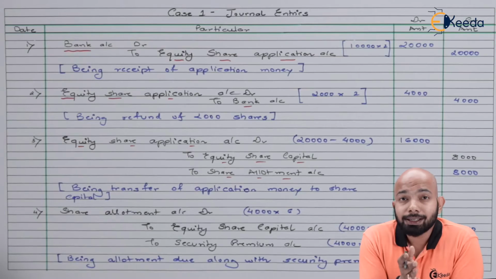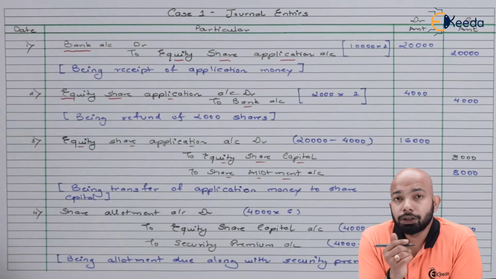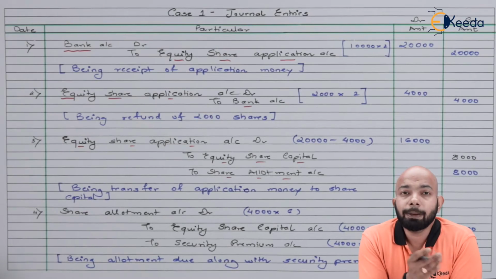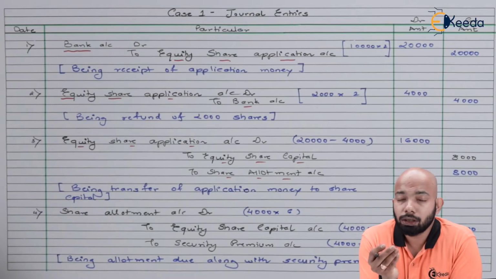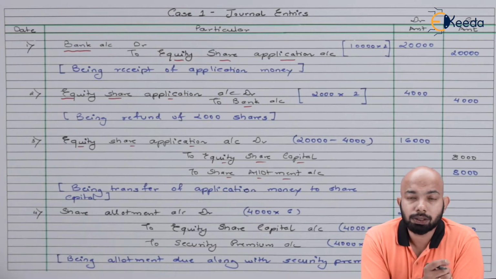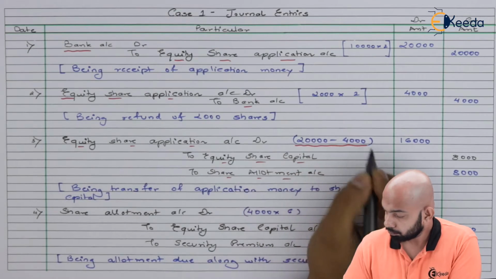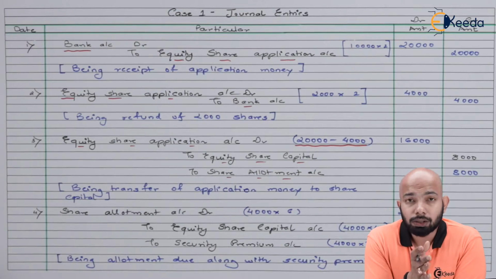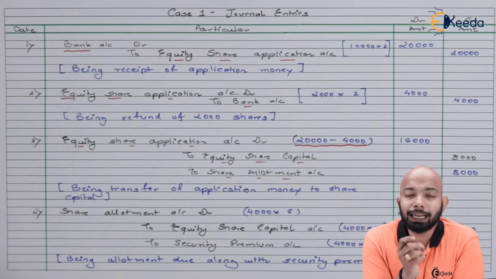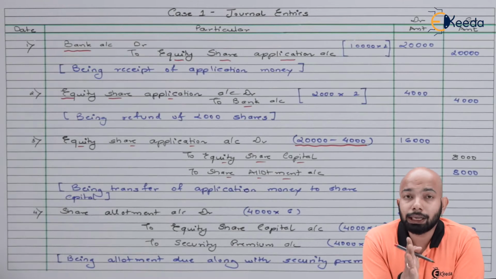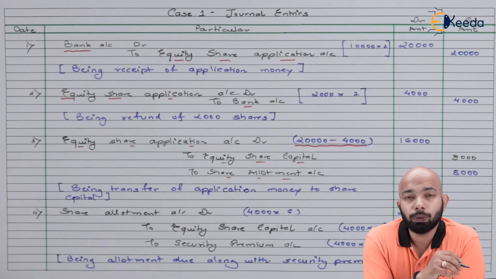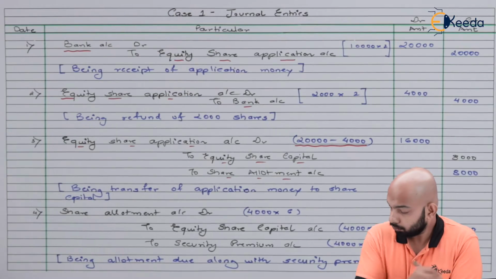So the entry that we have passed here is equity share application account debit to equity share capital to share allotment. Now equity share application on the debit side will have 20,000 what we have received minus 4,000 what we have refunded, balance is 16,000. Out of the 16,000, the capital amount that is supposed to be transferred here only refers to application money. That means 4,000 allotment multiplied by 2 rupees, 8,000 is the application money that will only be related to the capital account.